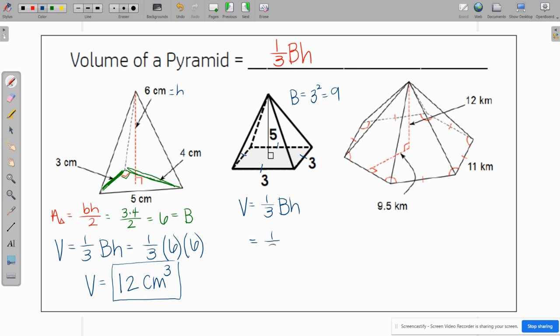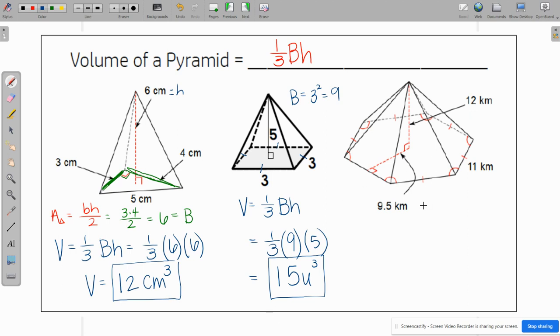So our volume would be 1/3 times 9. And then the height of the pyramid, we can see that this is 5 units, and this is perpendicular to the base. So 1/3 times 9 is 3, times 5, our volume would be 15 units cubed.